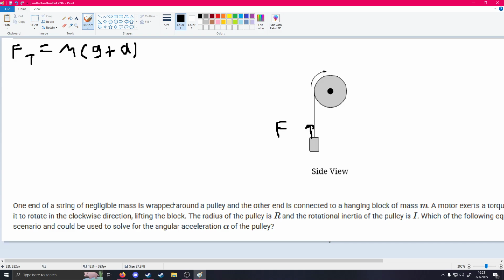So let's go back to what our question is asking for. It's asking for our angular acceleration. So the next logical step would be we need to get the torque equation for the pulley. If we examine this, there's two torques acting on it. You have the torque of the tension, which is pulling down on it, and then you have the torque t from the motor, which is pulling it along.